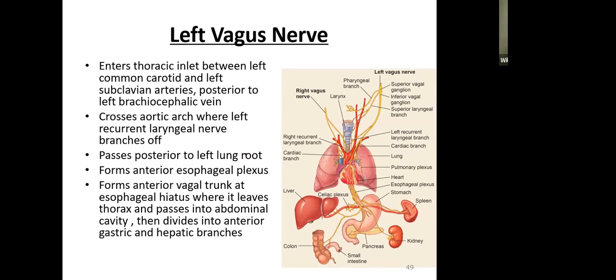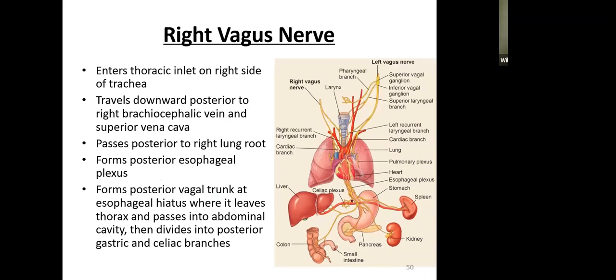It passes posterior to the left lung root. It forms an anterior esophageal plexus because it's going to innervate the esophagus. It forms an anterior vagal trunk at the esophageal hiatus where it leaves the thorax and passes into the abdominal cavity. From there, it divides into anterior gastric and hepatic branches, which we don't need to worry about today. We're going to look at those much later on.